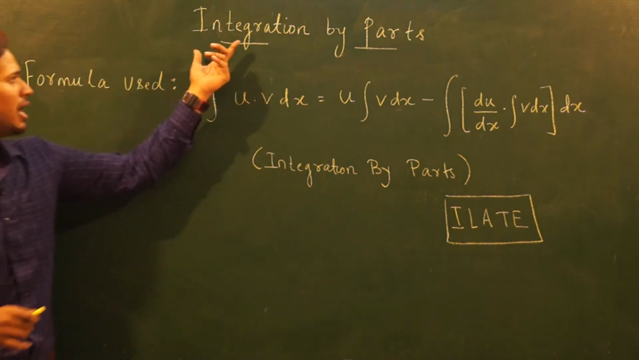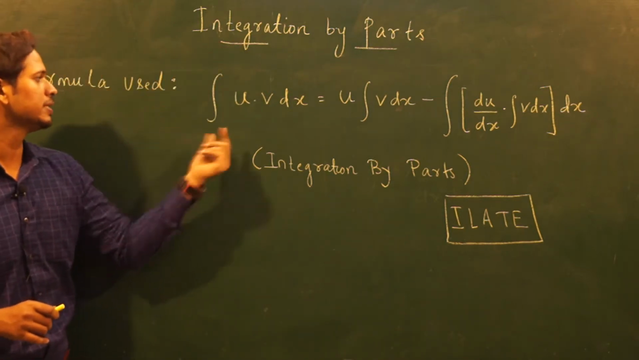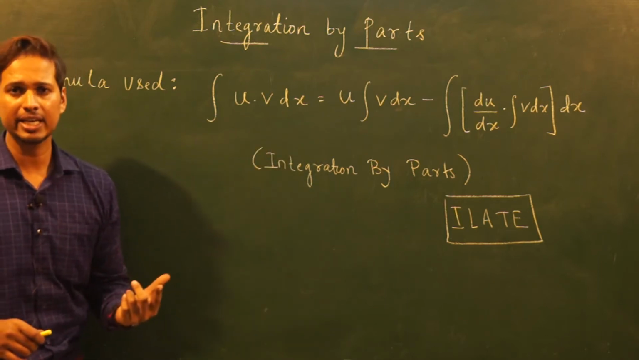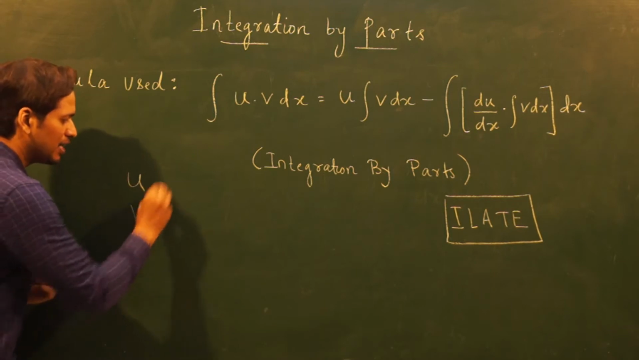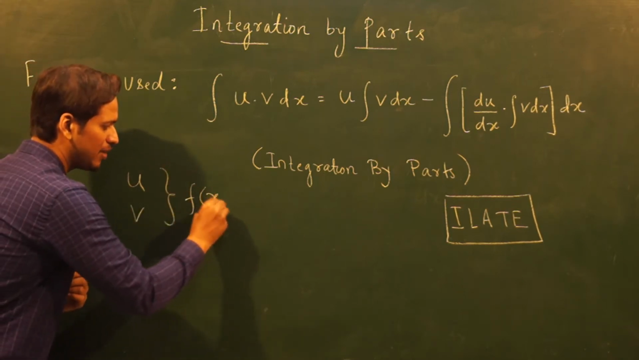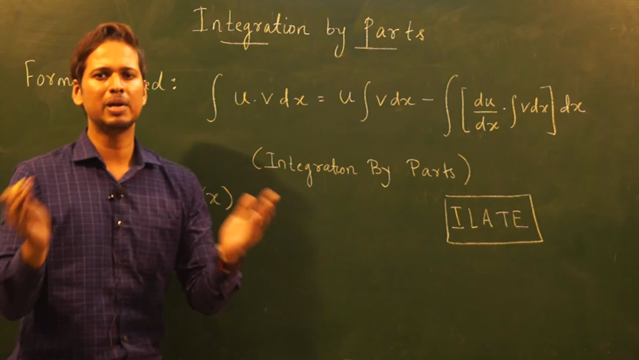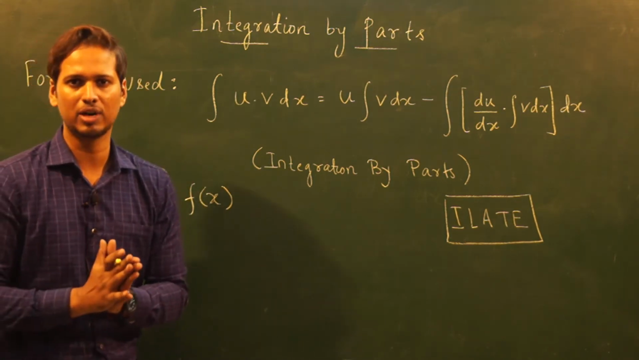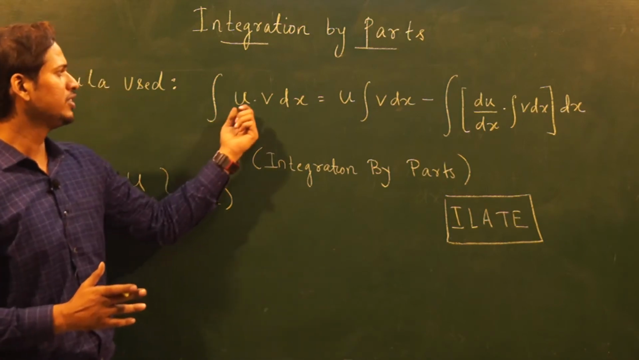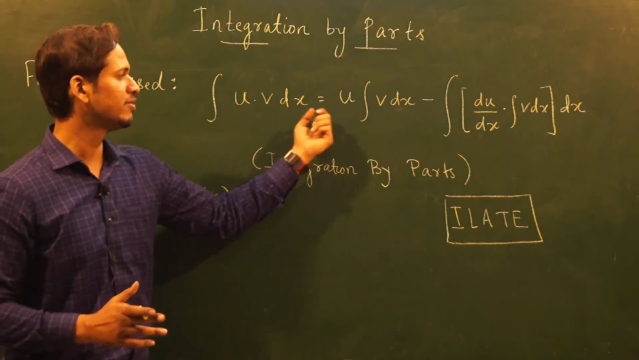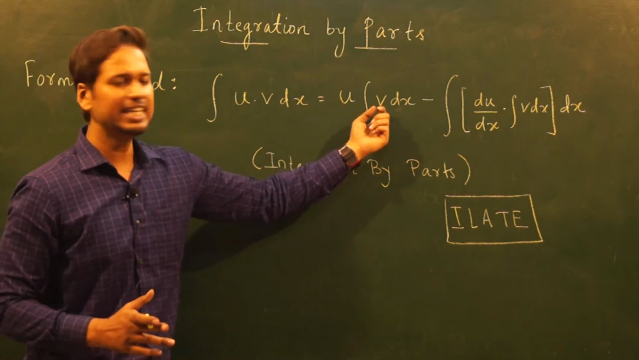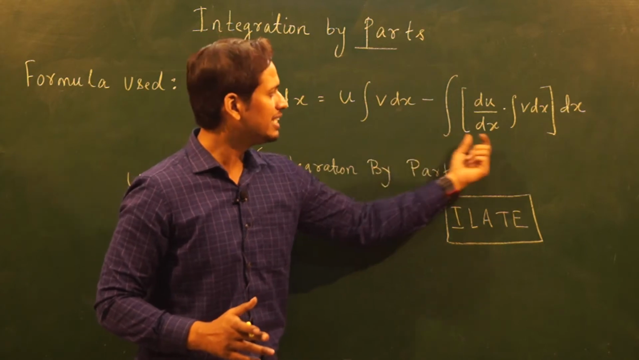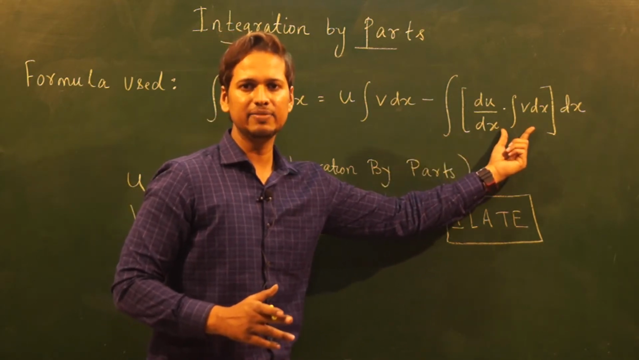The formula that is supposed to be used is the integral of uv with respect to dx. Here u and v are functions of x, and we are multiplying these two functions and trying to integrate the product. The integral of uv dx is given by u times the integral of v dx, minus the integral of the derivative of u times the integral of v dx.